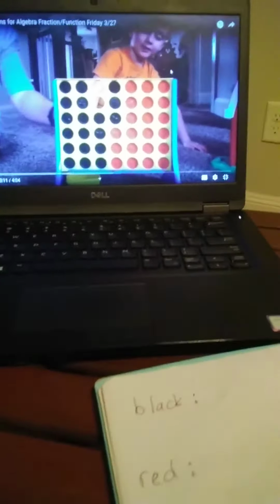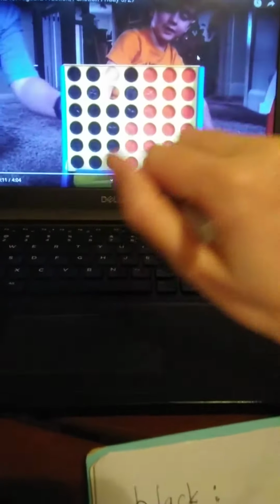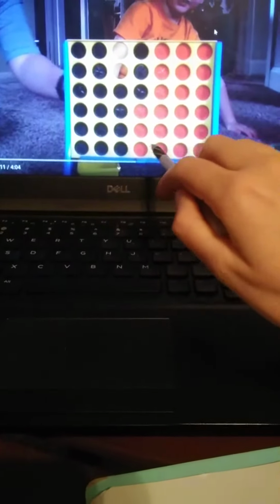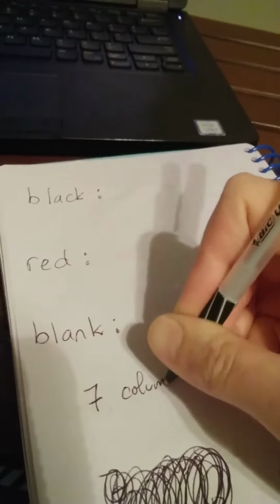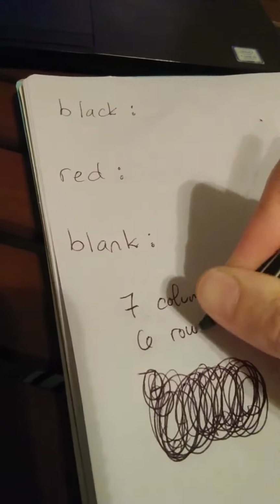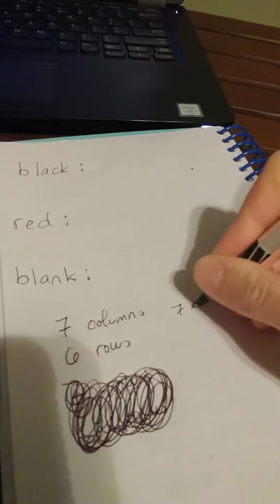Alright, so starting with the Fraction Friday portion, we need to figure out how many spots there are in total. So we can count. There are 1, 2, 3, 4, 5, 6, 7 columns. So let's write this down. We have 7 columns. And then 1, 2, 3, 4, 5, 6 rows. So if we ask how many spots are there in total, we're going to do 7 times 6.